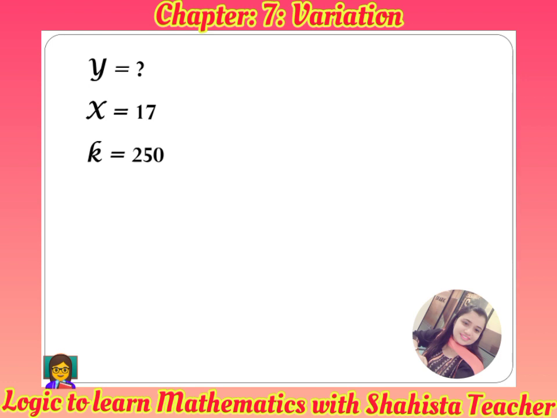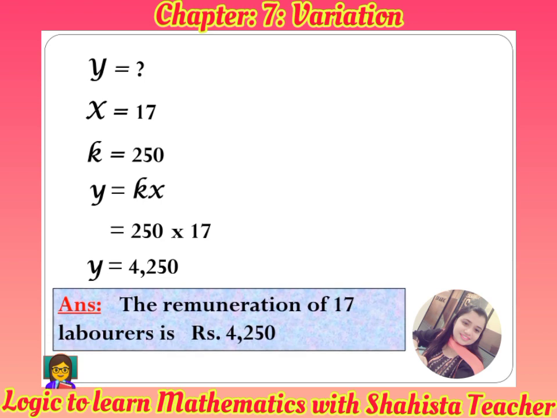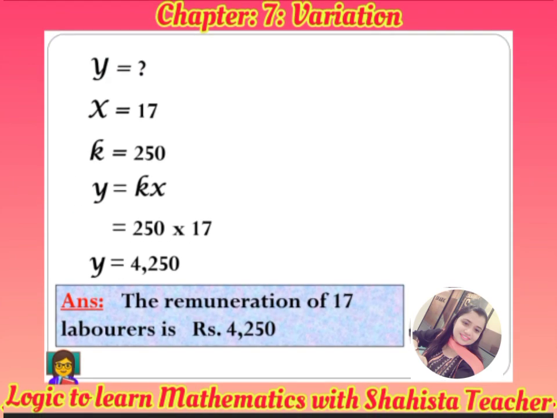That means 17, if 1 laborer gets 250, then for 17 laborers we have to multiply 250 by 17. So y is equal to kx, 250 multiplied by 17, so 4250 rupees. So y is equal to 4250 rupees. That means the total remuneration of 17 laborers is rupees 4250. After multiplying this we get 4250. That is, for 1 laborer we pay 250 rupees, so for 17 laborers we pay 4250 remuneration.